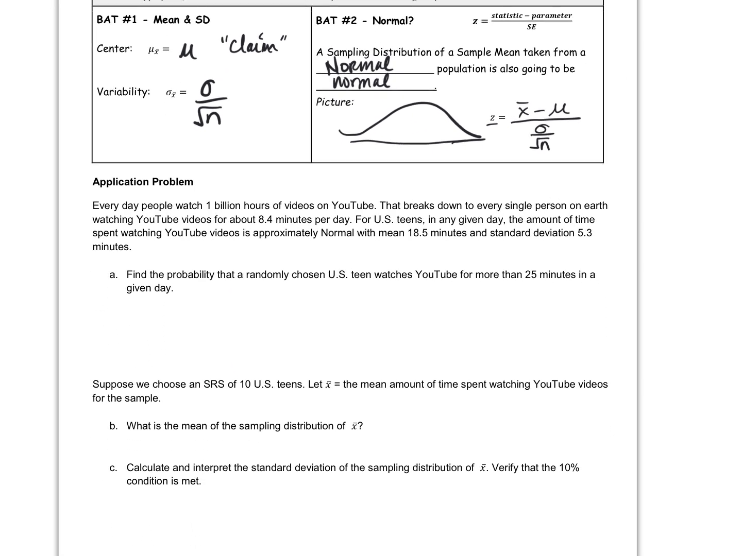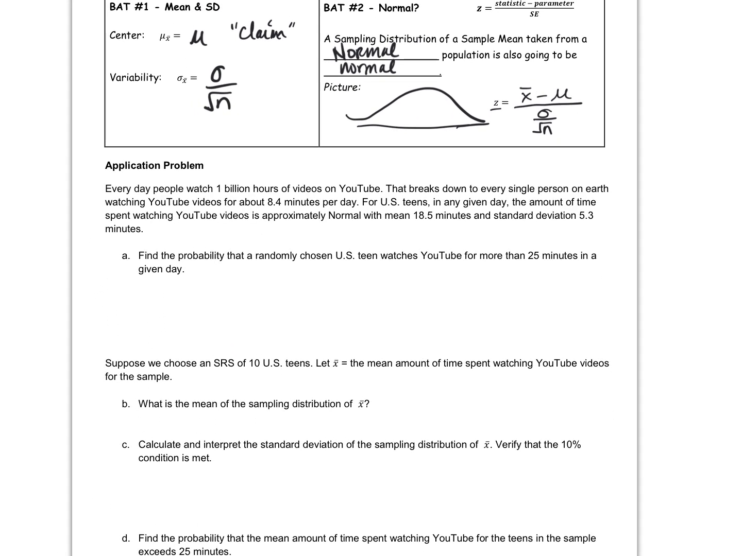Alrighty, let's try this out. Every day, people watch 1 billion hours of videos on YouTube. That breaks down to every single person on earth watching YouTube videos for 8.4 minutes per day. For U.S. teens in any given day, the amount of time spent watching YouTube videos is approximately normal, with a mean of 18.5 minutes and a standard deviation of 5.3 minutes.